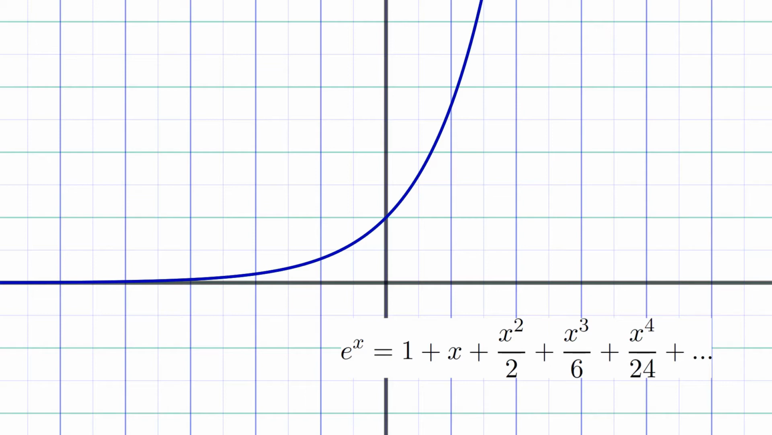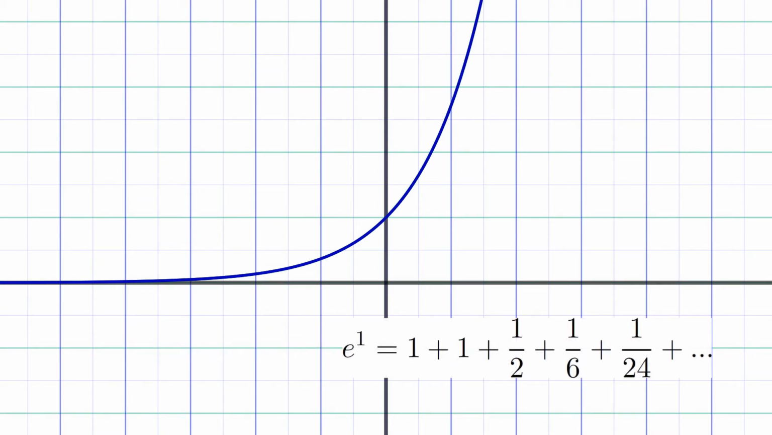Maybe I can make it a little clearer if we plug in a value for x. Say x equals 1. Then we get e to the 1 equals 1 plus 1 plus 1/2 plus 1/6 plus 1/24, and so on. In fact, we found a way to compute the constant e to any precision we want. If you don't believe me, try adding up a few of these terms in your calculator. You should find it closely approximates the value of e. Isn't that crazy?